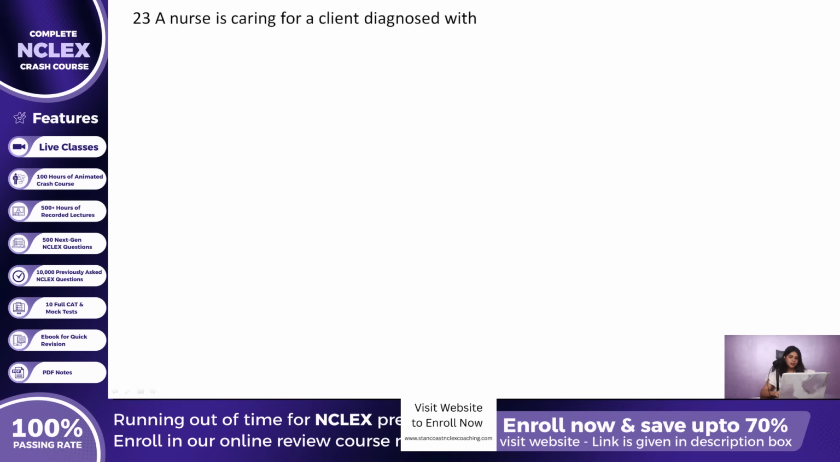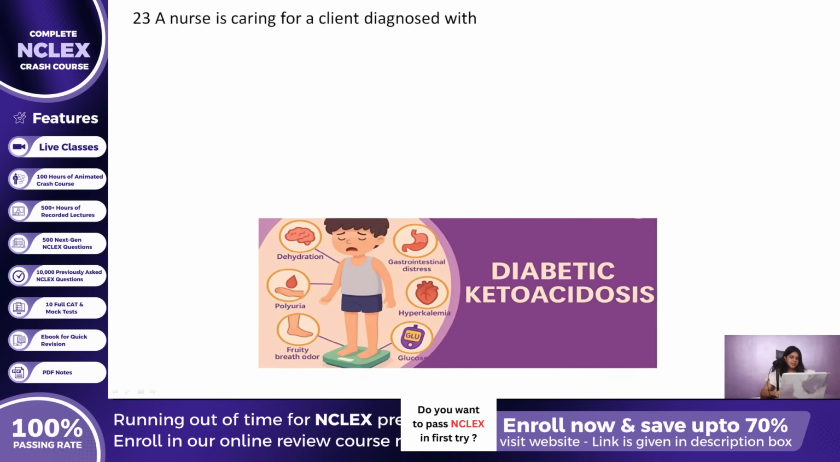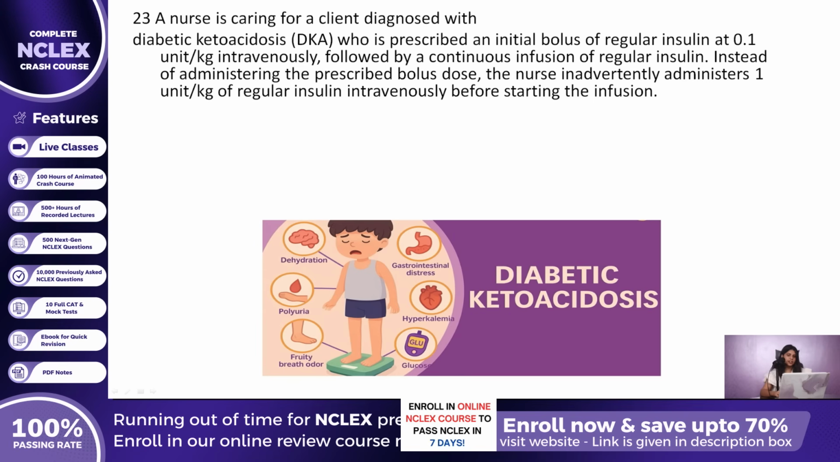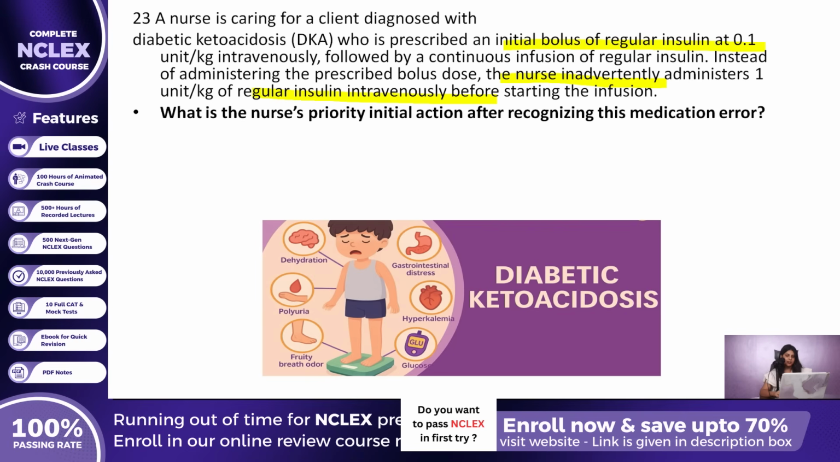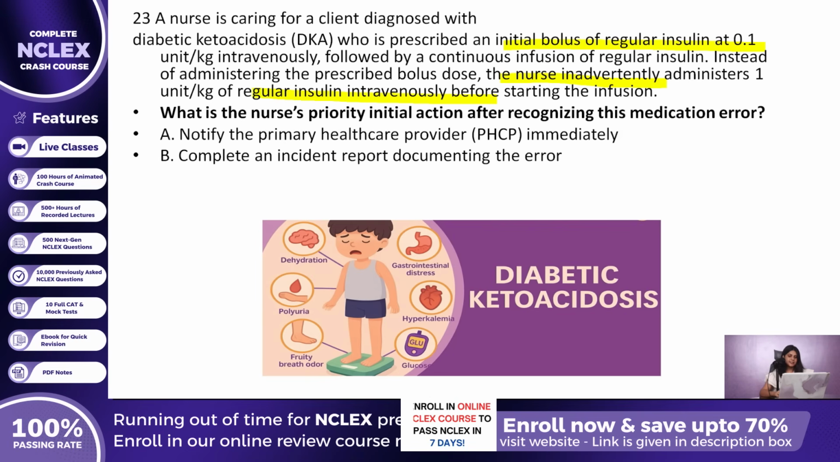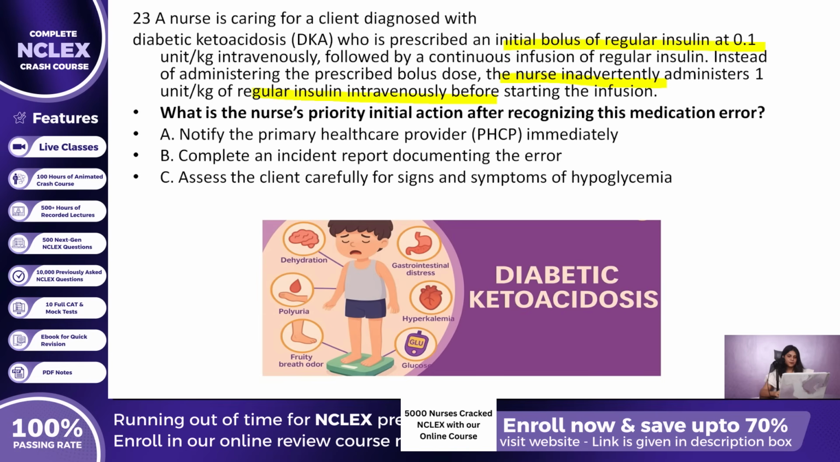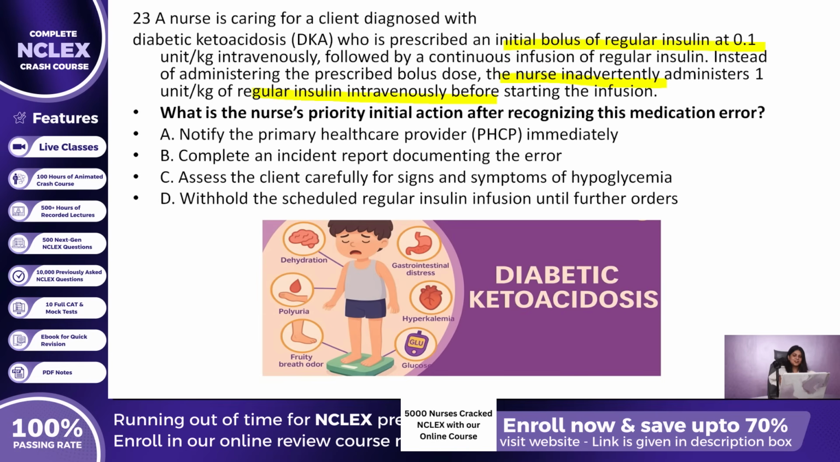23. A nurse caring for a client with diabetic ketoacidosis accidentally administers 1 unit per kilogram of regular insulin intravenously instead of the prescribed 0.1 unit per kilogram bolus. The question is, what should be the nurse's priority initial action upon recognizing this medication error? The options are A. Notify the primary healthcare provider immediately. B. Complete an incident report. C. Assess the client carefully for signs of hypoglycemia. And D. Withhold the scheduled insulin infusion until further orders.